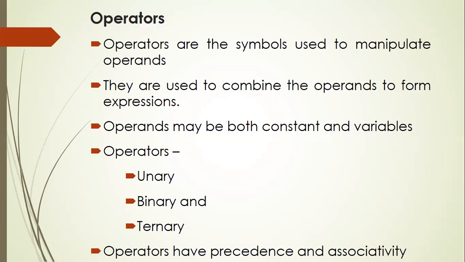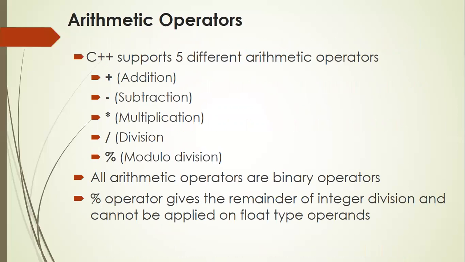Every operator is associated with some precedence and some associativity. The meaning of precedence and associativity I will discuss in the subsequent slide. Let us start with the first category of operator, arithmetic operator. C++ supports 5 different arithmetic operators which are denoted by the symbols plus, minus, star, slash, and percentage. The purpose of these operators you already studied in your C programming. It's just a recap. Plus operator is used for addition, minus for subtraction, star for multiplication, slash for division, and percentage operator we call modulo division.